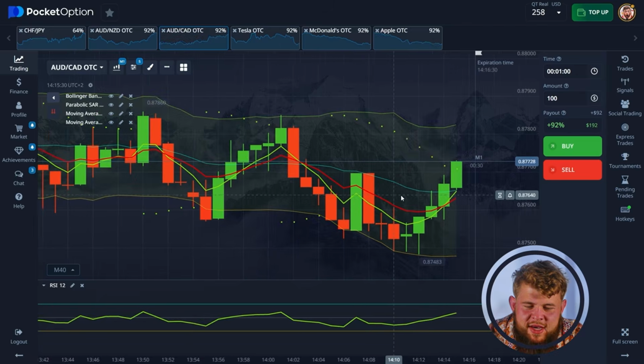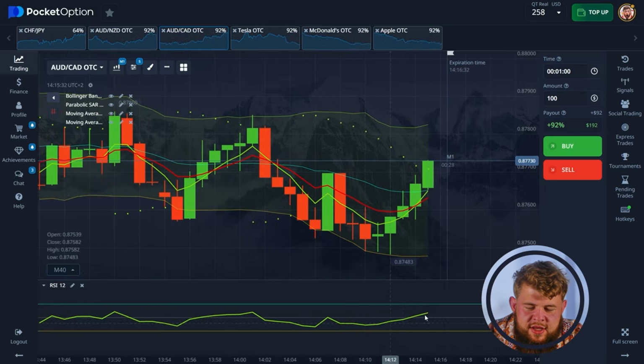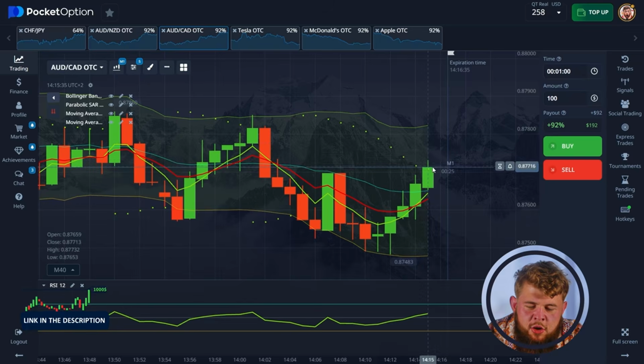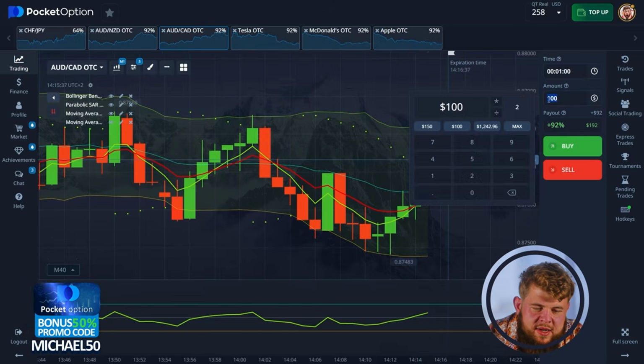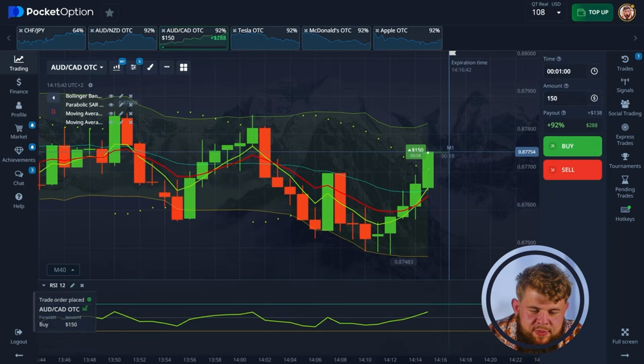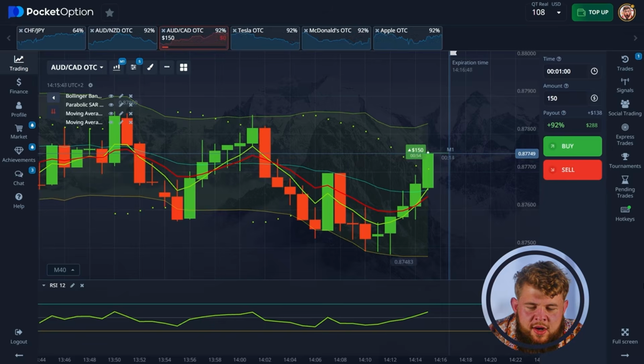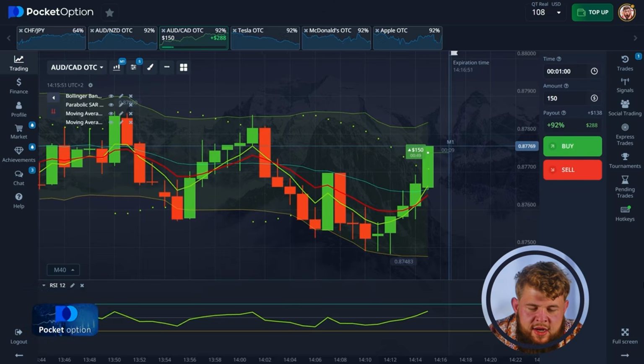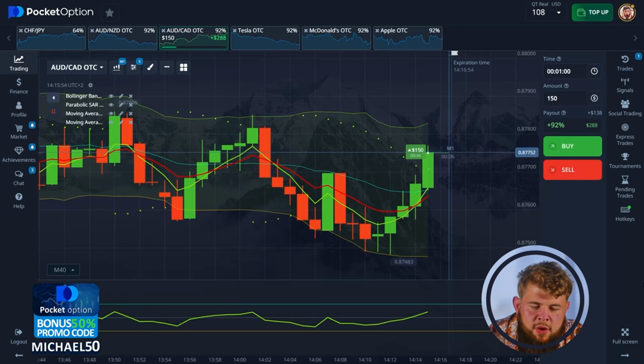AUD CAD currency pair right now. Okay, so what do we have interesting here? According to the RSI, price is overbought. But still, let's change our investment to 150 and try to open buy position. I will explain why. Because I am paying the most attention to moving averages, and according to the moving averages, we're now, as you can see, correct. We're now above both of them.